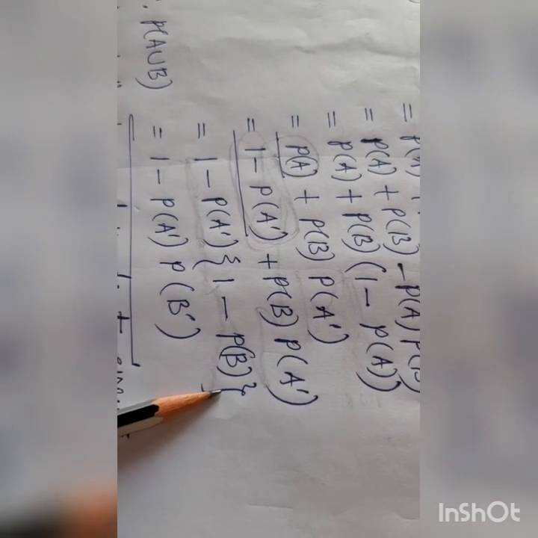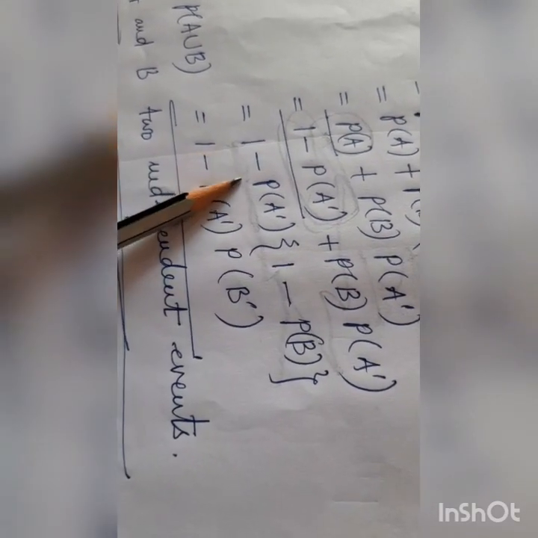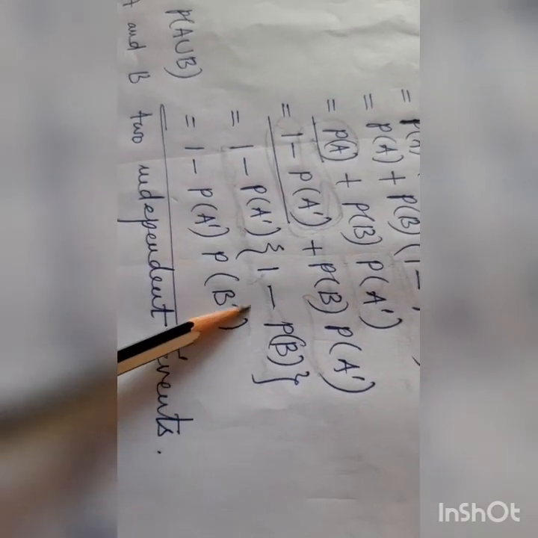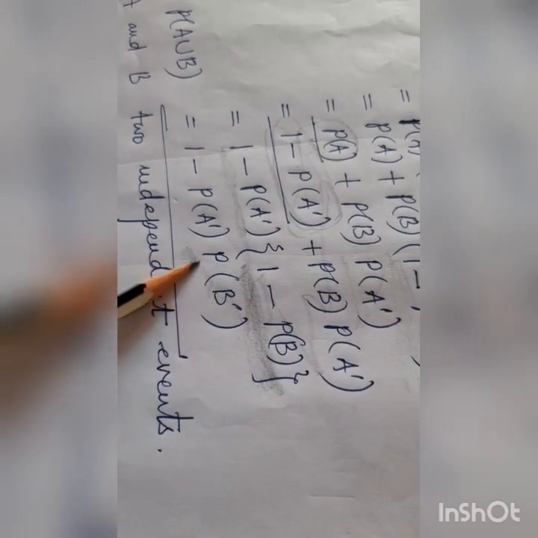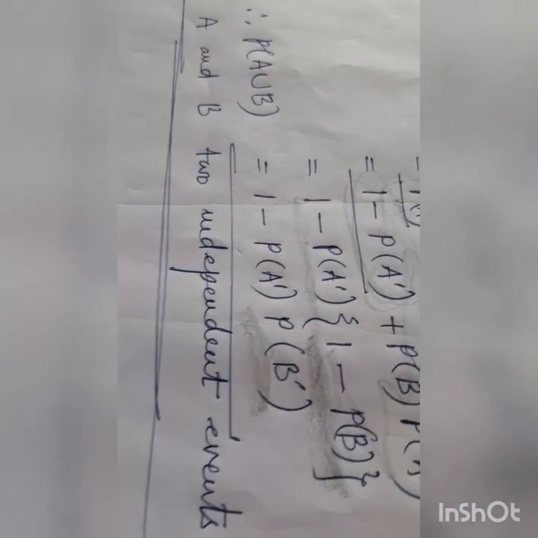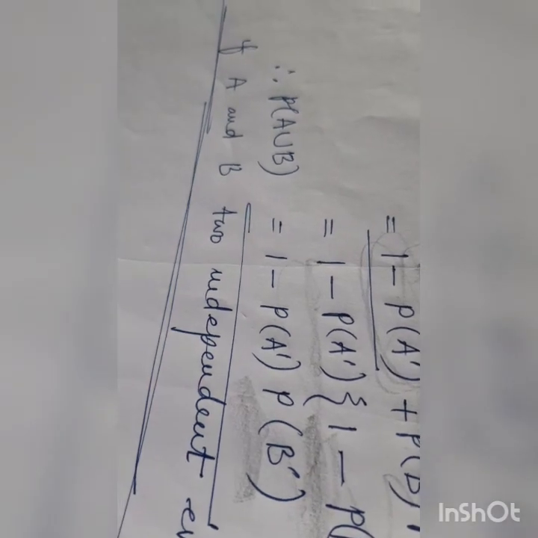Okay, now here 1 minus P of A dash. What is 1 minus P of B? P of B dash. So we got P of A union B as 1 minus P A dash into P B dash, if A and B are two independent events. Thank you.